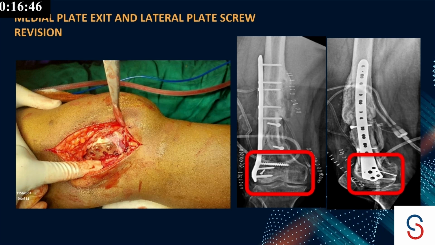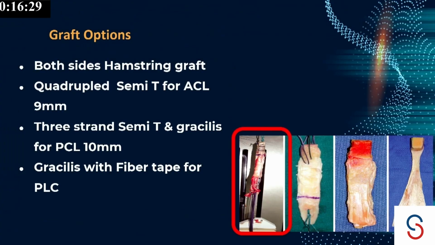I was not sure about the fracture healing because it was almost 8 to 10 months now, so I did not want to remove the entire implant. We removed the medial plate, and we removed all the lateral screws which would hinder our tunnels, and just replaced them with smaller anterior screws.